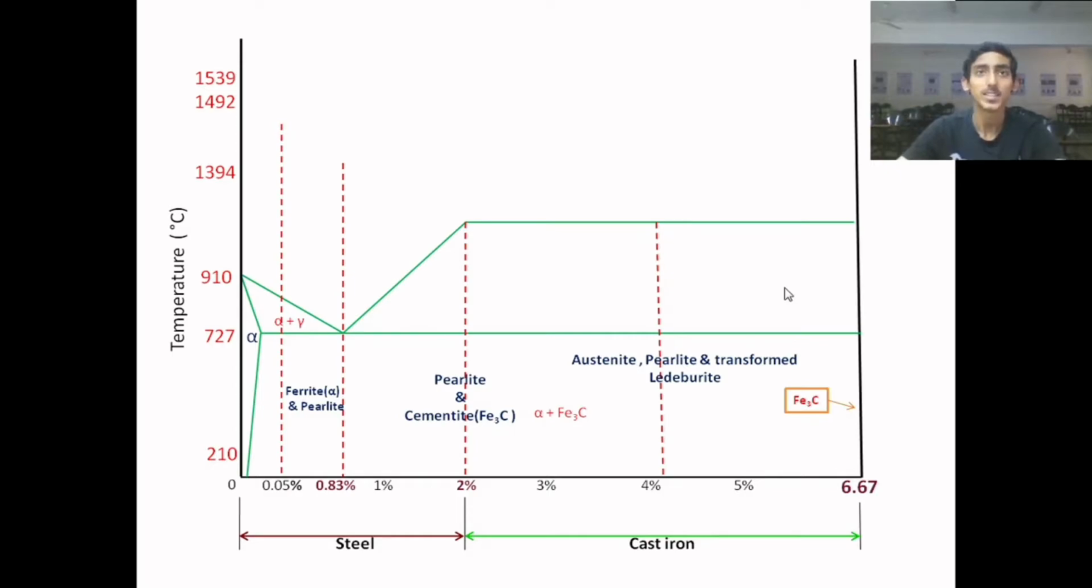Now, there is a last phase, ledeburite. It is a eutectic mixture of austenite and cementite. It contains 4.3% carbon and is formed as alternate layers of austenite and cementite. It falls under the group of cast iron.